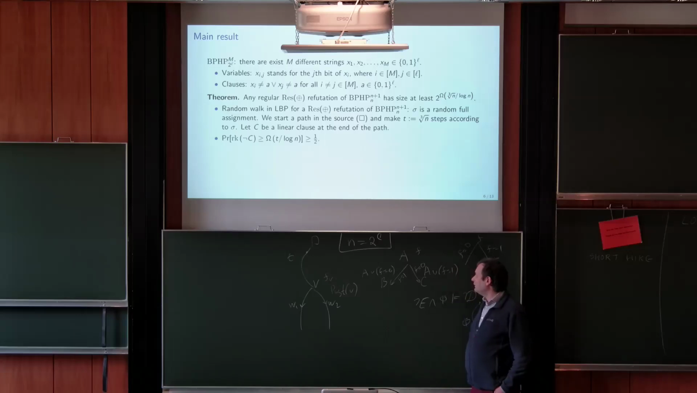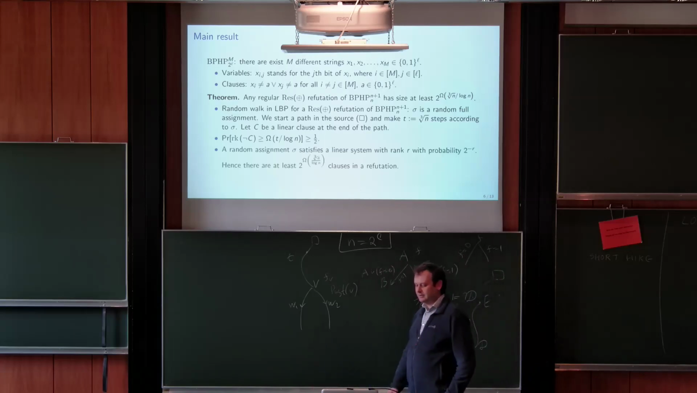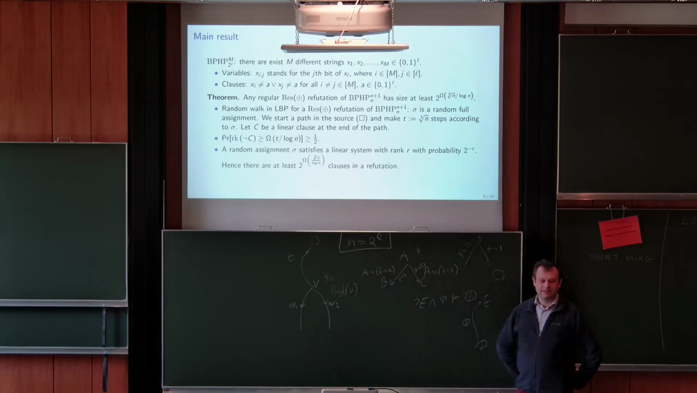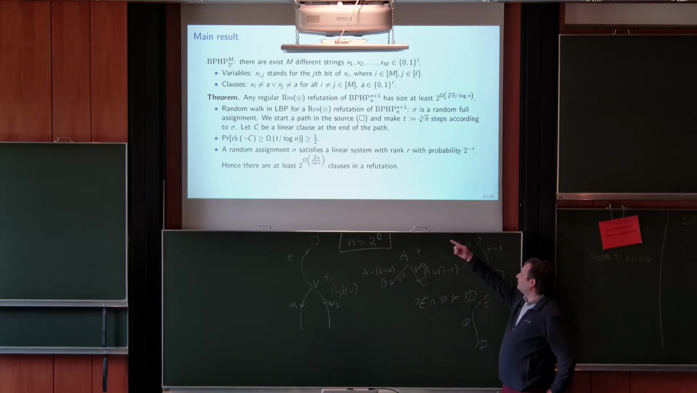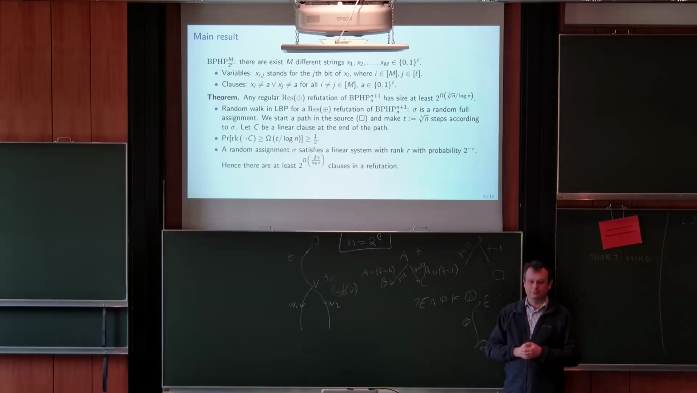First part, we claim that the rank of the negation of this linear clause is high with probability at least 1/2. It's not hard to understand why this is okay. It is because a random assignment sigma satisfies a linear system of rank R with probability exactly 2 to the minus R. Hence, since the clause negation has large rank, each clause can be used only with exponentially small probability, so we should have an exponential number of clauses.